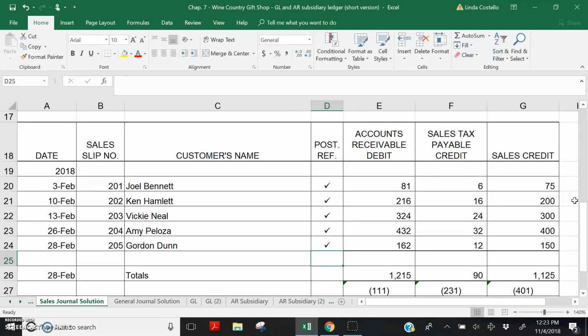Okay, now we're finished all of the debits to accounts receivable from the sales journal. They're posted to the individual customer cards for the month of February. However, these transactions are not all that affected the accounts receivable during the month. Remember that we gave Vicki Neal an allowance because of incomplete gift items she purchased from us. This transaction was recorded in the general journal.